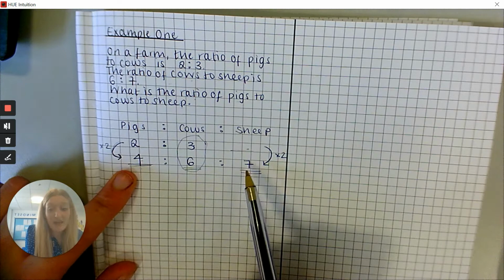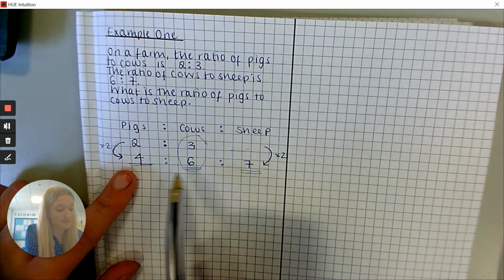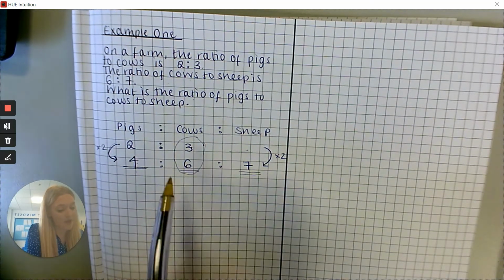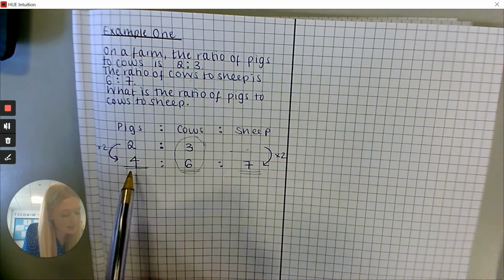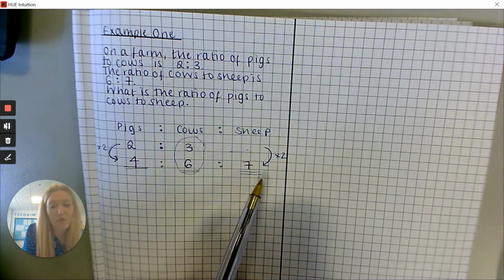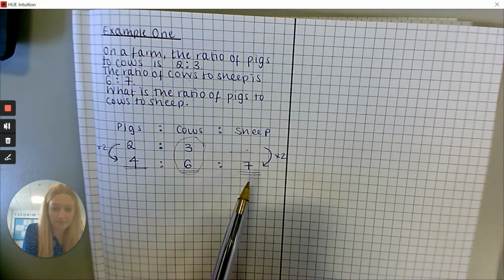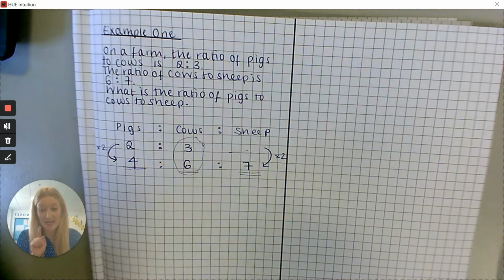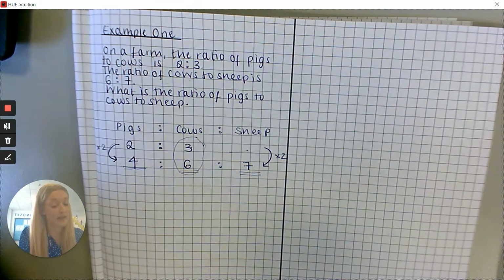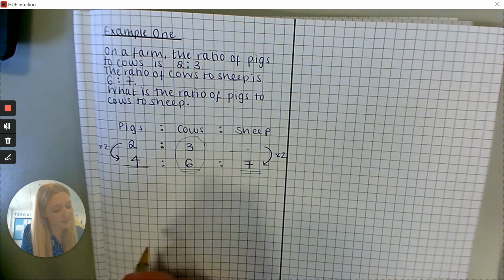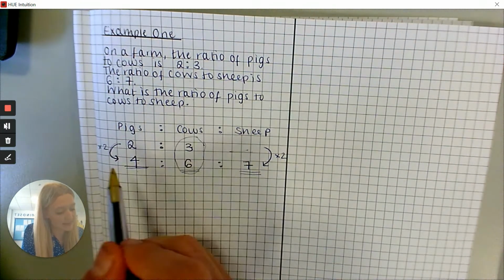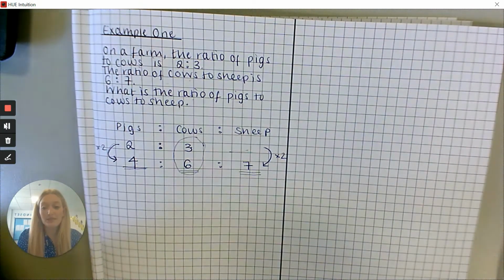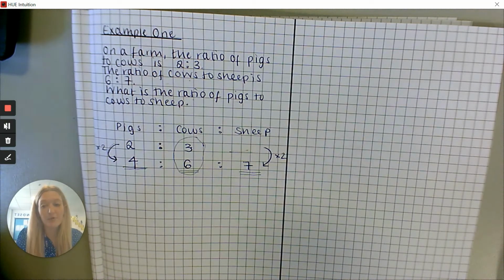Now my last step is to have a look at these 3 numbers and work out if I can simplify it. Can I simplify my answer? Is there a number that I can divide 4 and 6 and 7 by? No, there's not. 7 is a prime number, so we can't divide that. Fantastic if you had that word prime number in your head. Well done. Okay, so I've finished my question. The ratio of pigs to cows to sheep is 4 to 6 to 7. So pause it and take some time to copy that out now.